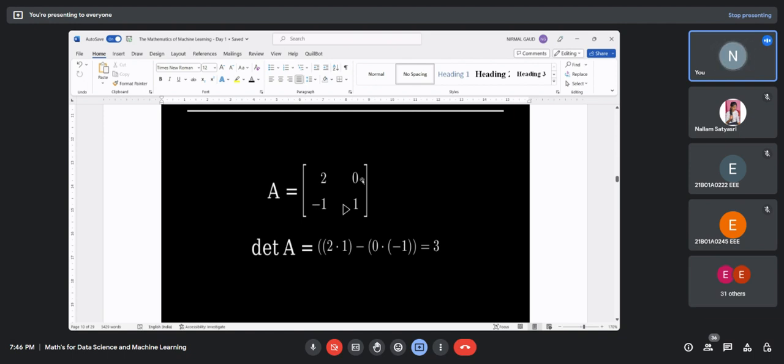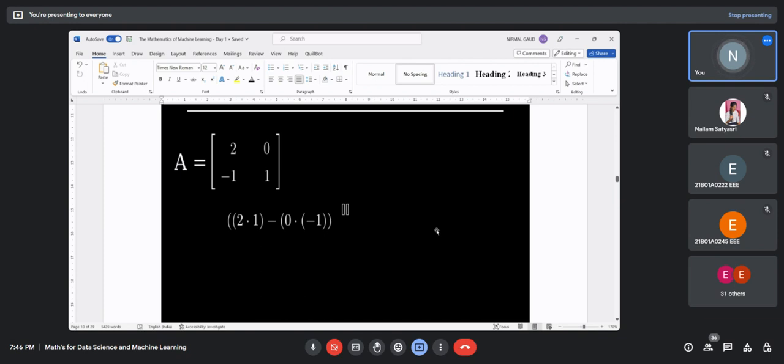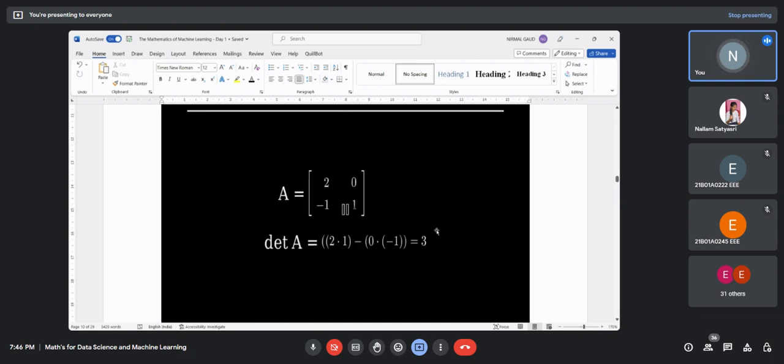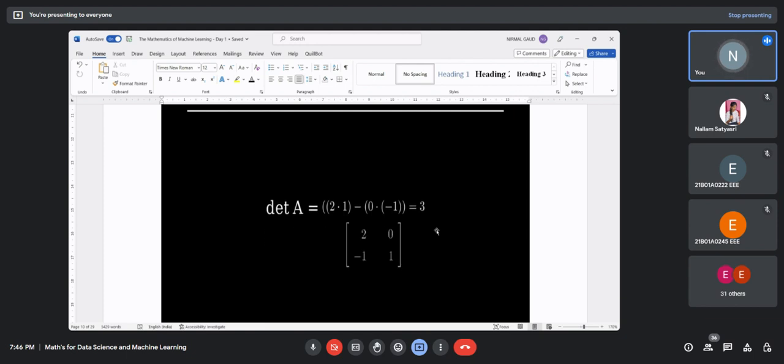Okay, 2 with 1 and minus 1 with the 0 thing. So what will be the result? 2 ones are 2, minus of 0 into minus 1, that will be 0. The result should have been 2 here. It has been mistakenly written as 3. So please ignore the mistake. All right, here the result should be 2.